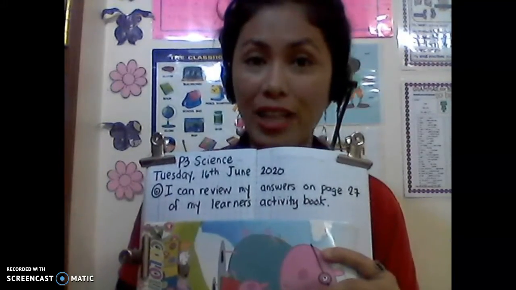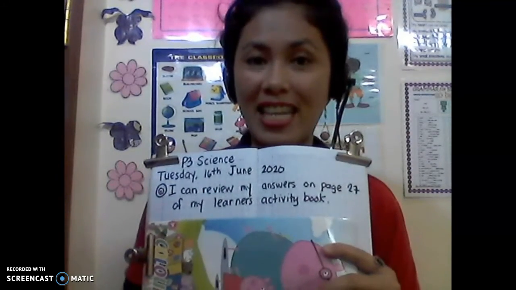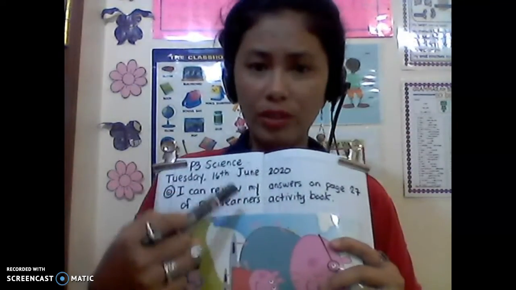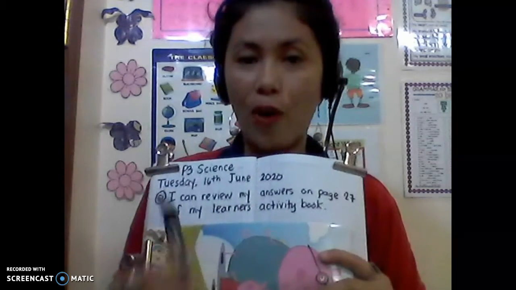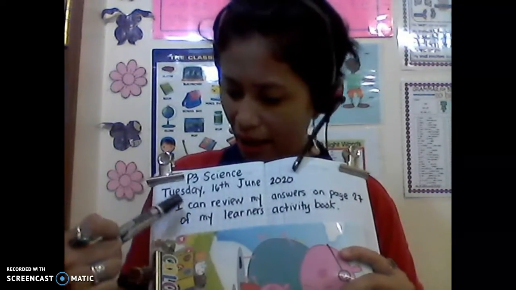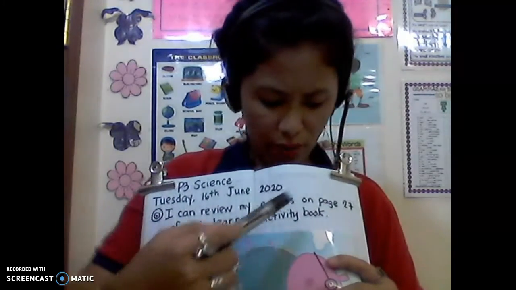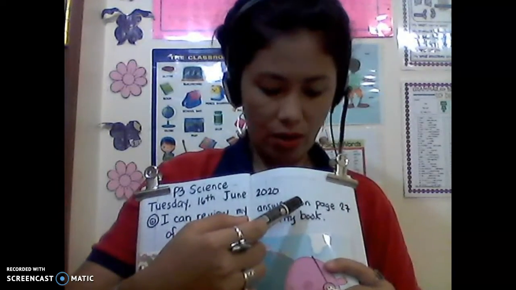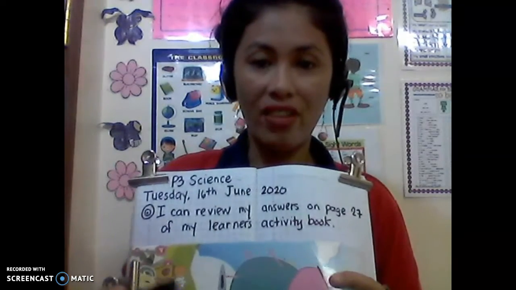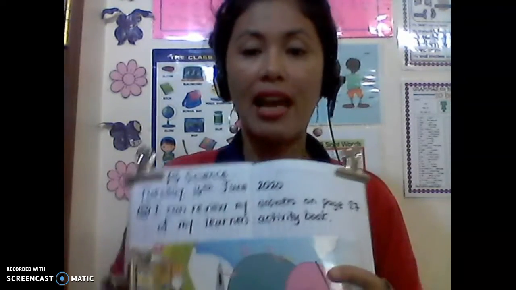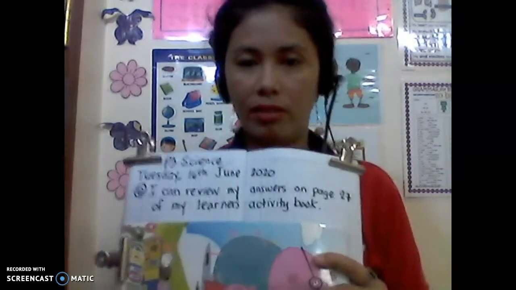Okay, so again, today is Tuesday and it's the 16th of June 2020. For our learning objective today, I can review my answers on page 27 of my learner's activity book.